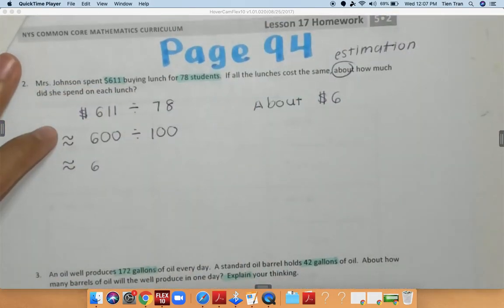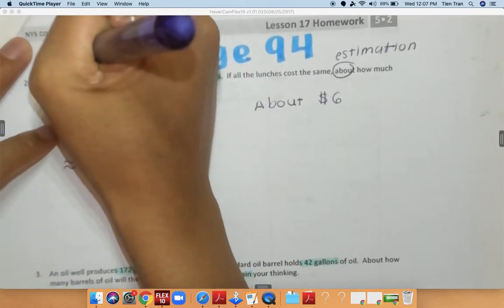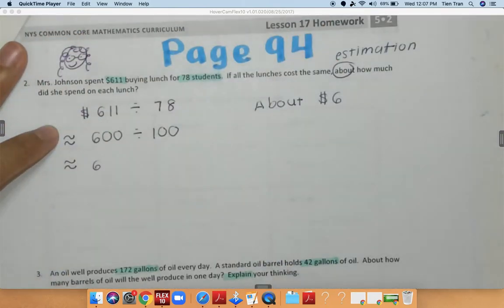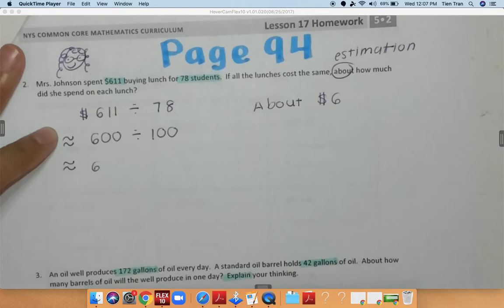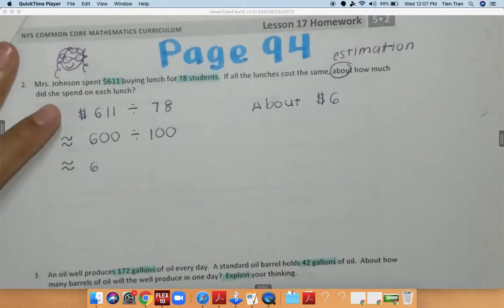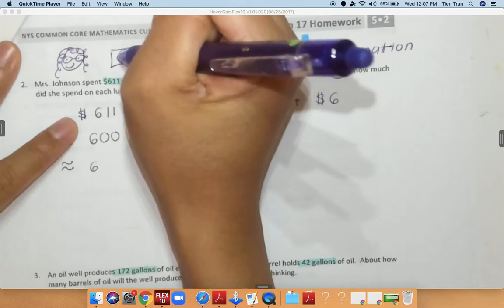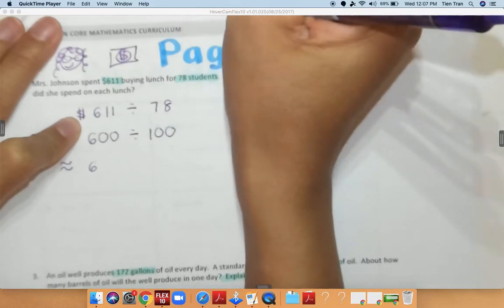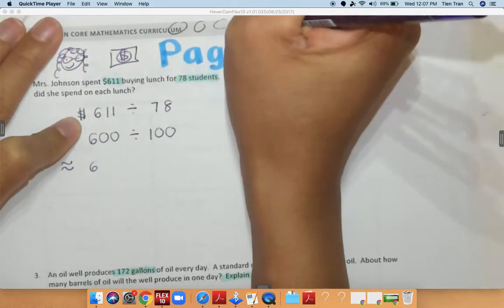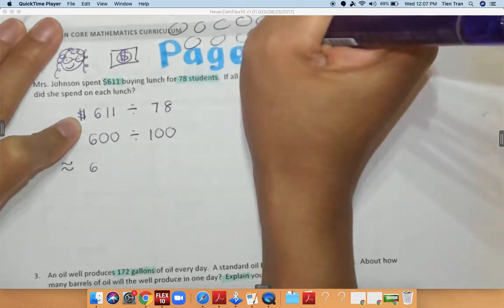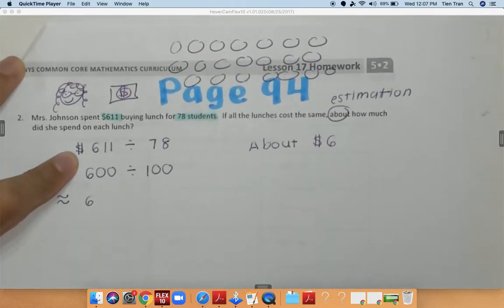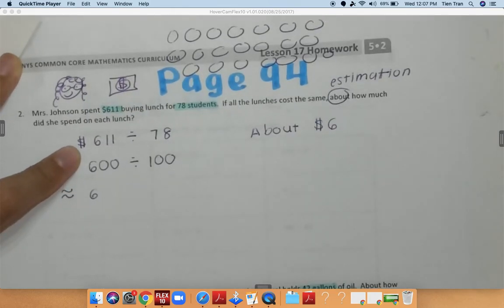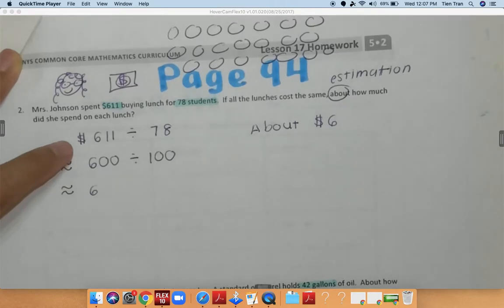Now, I'm picturing in my head Mrs. Johnson right here. And I'm thinking of what is the story behind the question. Mrs. Johnson is spending money to buy lunch. For who? For 78 kids. Wow, 78 kids is a lot of kids. So these circles represent a lot of kids. I'm not going to draw 78 because that would take me forever, but there's a lot of kids that she needs to spend money on, okay? And each lunch is going to cost about the same. So we're rounding how much it is going to cost.